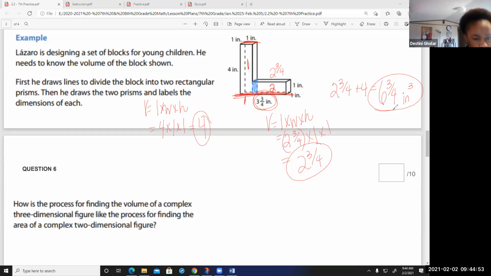How is the process for finding the volume of a complex three-dimensional figure like the process for finding the area of a complex two-dimensional figure? All right, so think about how we've been finding the volume. How have we been finding the volume of these complex shapes? Length times width times height. Oh, that's the formula. I said, how have we been finding the volume of these complex shapes like the one right above it?